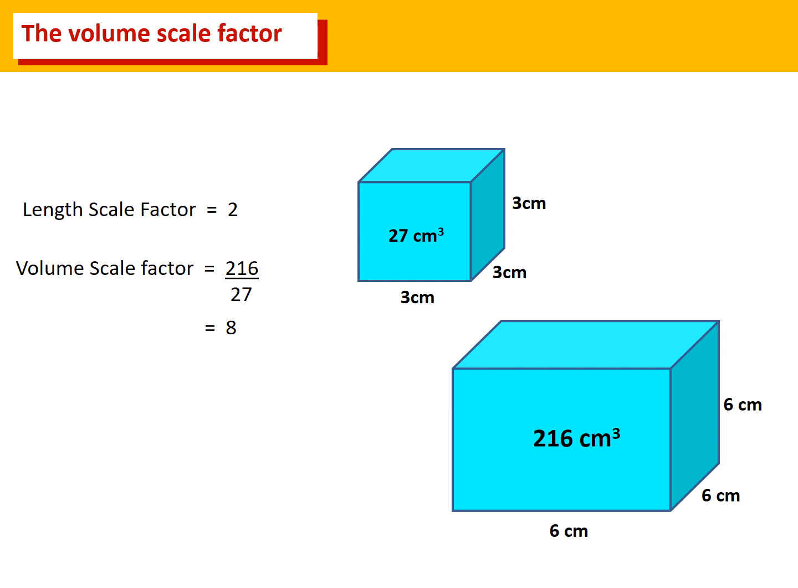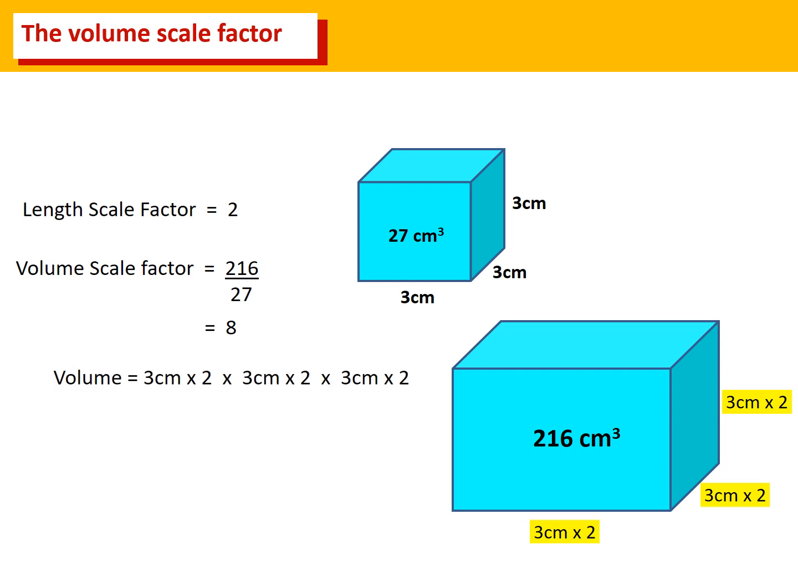Let's see why this is. If we write 6 centimeters as 3 centimeters times 2, i.e. the original length doubled, and we do that for each of the 3 lengths of the larger cube, and then we try to work out the volume from those lengths, we end up with 3 centimeters times 2, that's the base there, times by the depth, times by the height. So that's just 6 times 6 times 6.